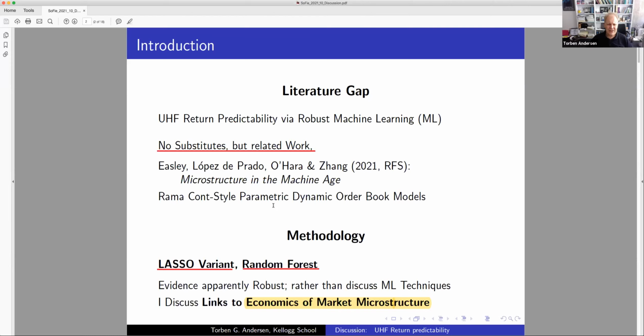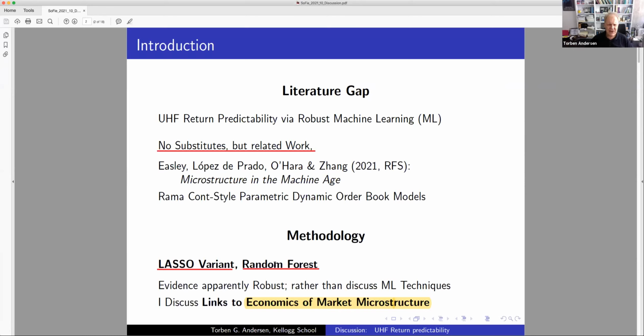Another interesting style of work that's related to this, but doesn't go nearly as broad, is what I call Rama-Kant style parametric dynamic order book models. These are electronic order book markets. So essentially you only get trades when you hit the bid or the ask in the limit order book. Hence there's a literature that uses the order books and the transactions, or trades and quotes, and dynamically tries to relate the two. That's also very interesting, but it's parametric. Here we get a more comprehensive non-parametric approach, and that's certainly good.